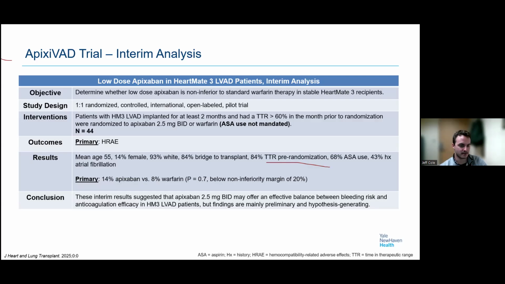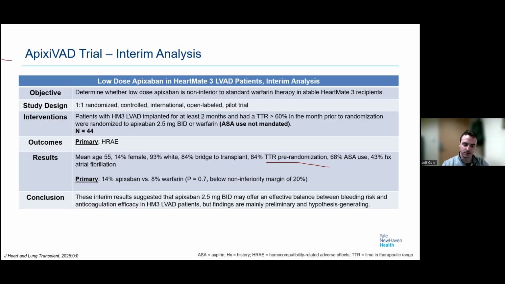Once again, similar theme: mainly elderly white male patients. Most of them were bridged to transplant, 84% had TTR pre-randomization, and 68% of the patients in this study had background aspirin use. Compared to warfarin, it was 14% with apixaban versus 8% with warfarin. The p-value was 0.7, so it was below the non-inferiority margin of 20%.